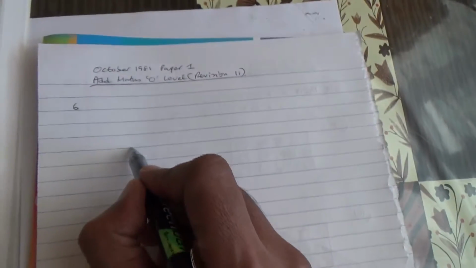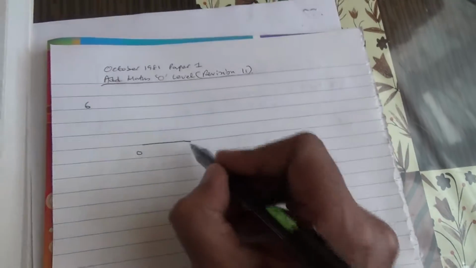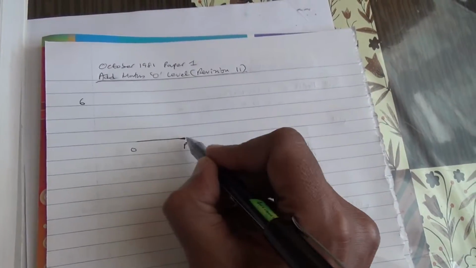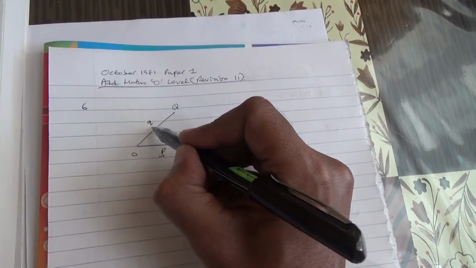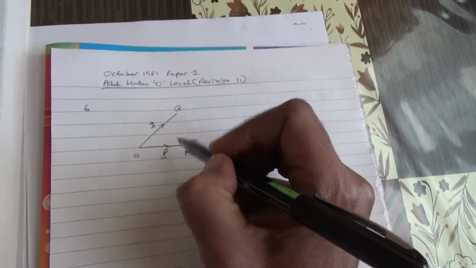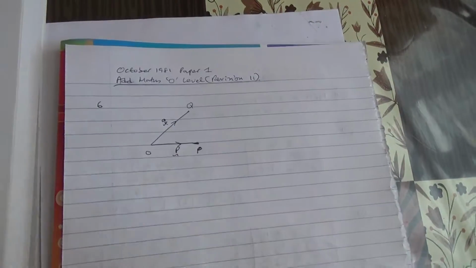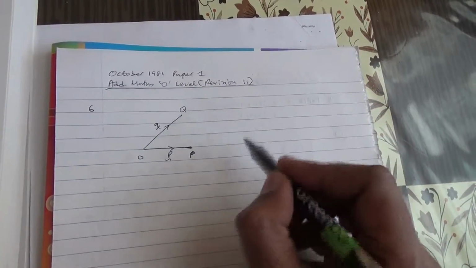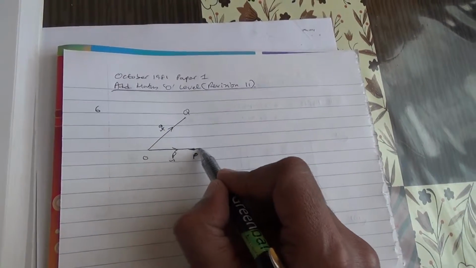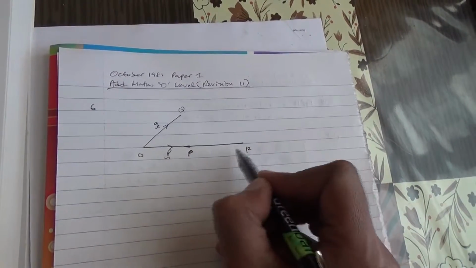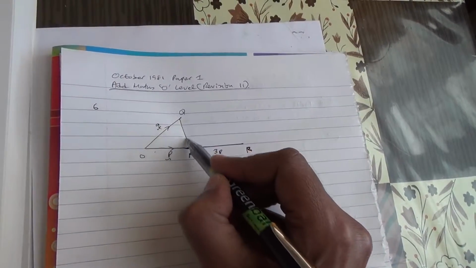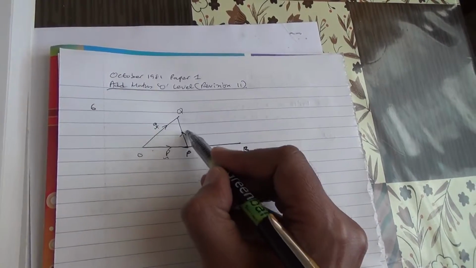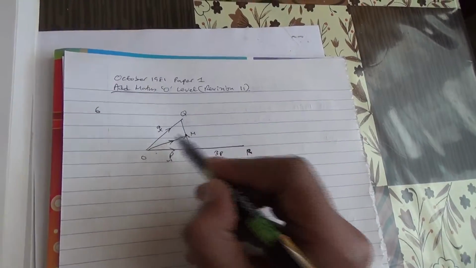I got vector OP, which is vector P. Vector OQ is vector Q. And also, vector OR is 4P. So this is P. Let's just say O is somewhere here. So if OR is going to be 4P, therefore this is going to be 3P. We can join vector PQ here, and M is the midpoint. So here is vector OM.